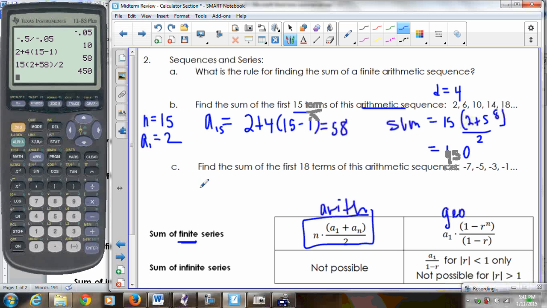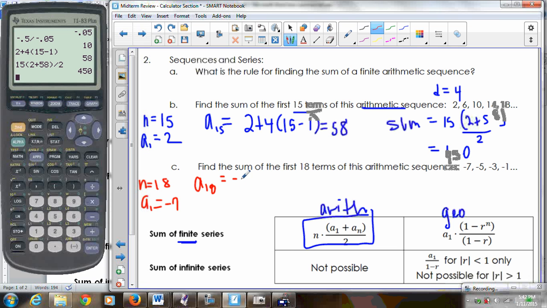And then in letter C, we're asked to do the same thing, except we have a different sequence. So this time we're finding the sum of the first 18 terms, using a different color. So I know that n is going to be 18 now. I know that my first term, a sub 1, is negative 7, but I need to figure out the 18th term.